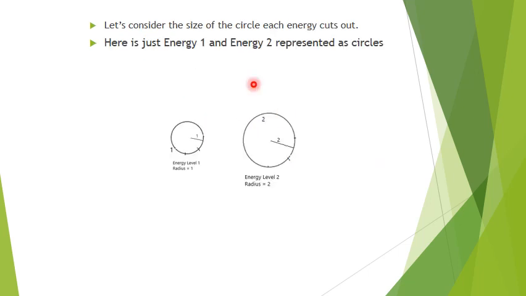All right, so let's consider the size of the circle each energy level cuts out. If you take energy level 1 and cut it out, and energy level 2 and cut it out, and put them next to each other, you'll see energy level 1 over here and energy level 2. This one has a radius of 1, because that's energy level 1, radius 1. So energy level 2 has a radius of 2.